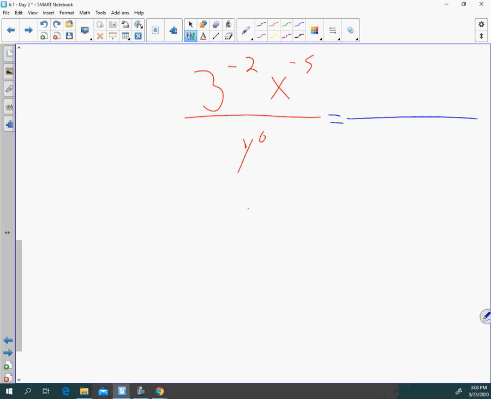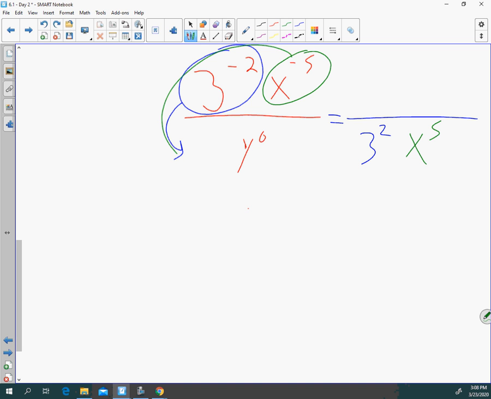Big division line. We move what we need to. This 3 to the negative 2. Does that have a negative exponent? Nolan Gonzalez. It does. So let's dump it to the bottom. So that's going to be 3 squared on the bottom. Okay? This x to the negative 5, does that have a negative exponent? Yes, it does. So also take that and dump it on the bottom. It's x to the positive 5.